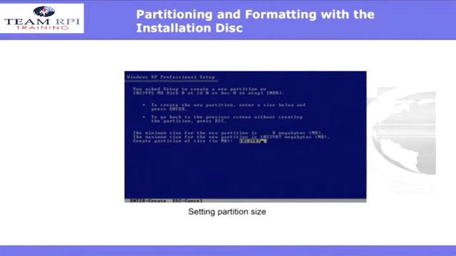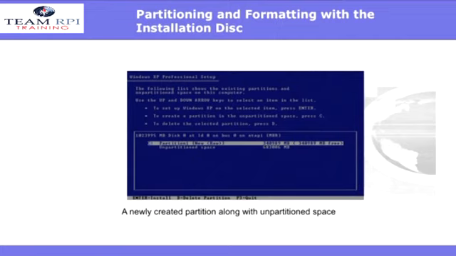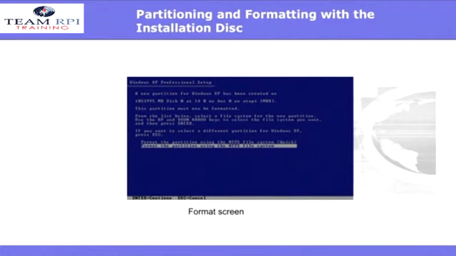Next, select your partitioning size. Again, this will be limited based on the hard drive space that you have available. Now you see your newly created partitioning along with the rest of your unpartitioned space. And then we move on to the Format screen.